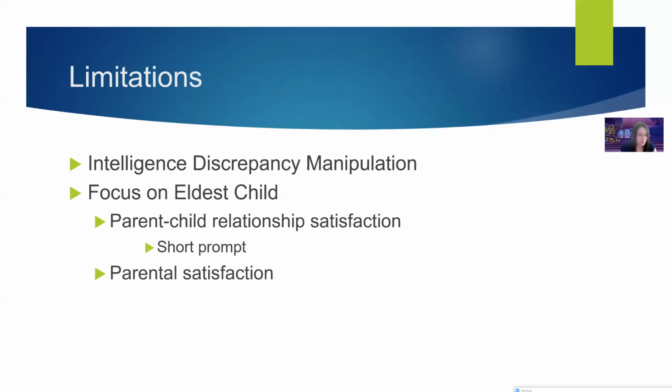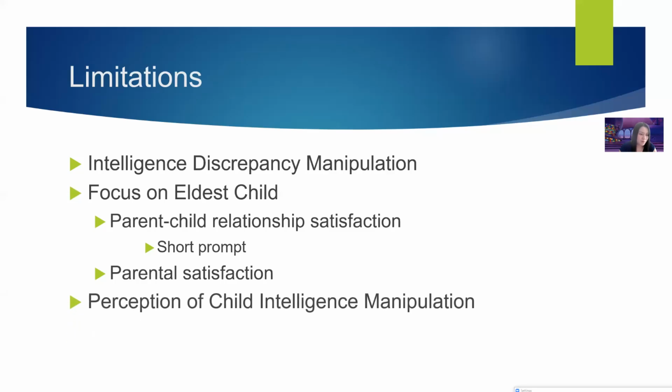Because it focuses on something broad, like overall, it's even more interesting that it was affected by our manipulation. Okay, and then our perception of child intelligence manipulation worked in the opposite way than was intended. This may have been because parents experienced empathy, which could have prevented them from engaging in social comparison as intended.